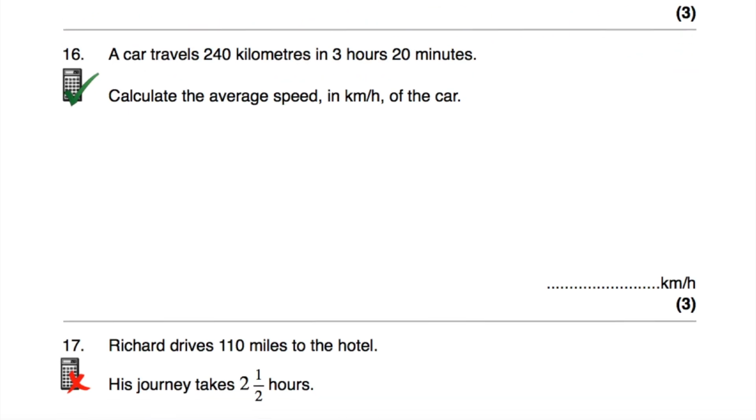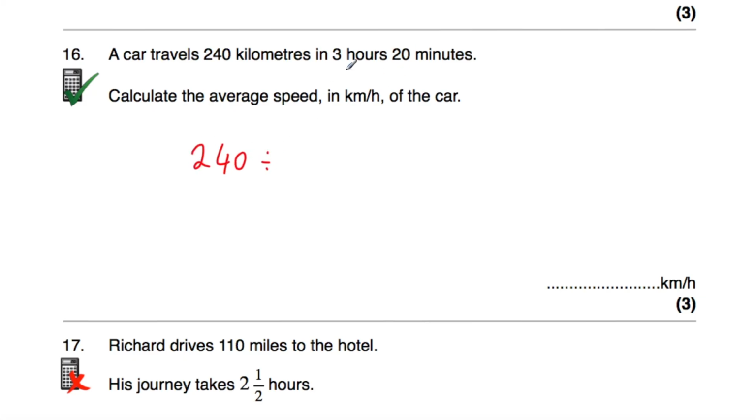Okay, let's have a look at our next question, question number 16. So question number 16 says, a car travels 240 kilometers in 3 hours and 20 minutes. Calculate the average speed of the car in kilometers per hour. Okay, so we want to find the speed, which is the distance divided by the time. So we're going to do the distance, which is 240, divided by the time taken.